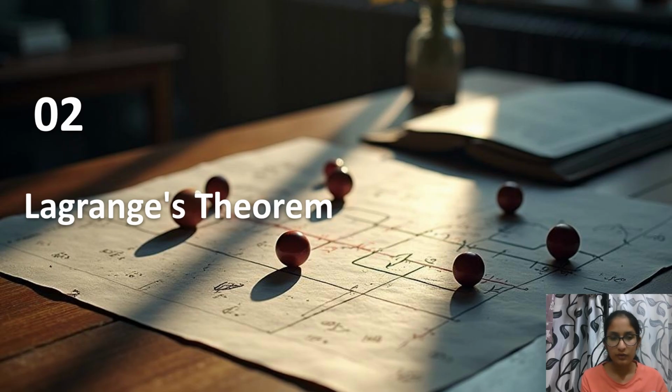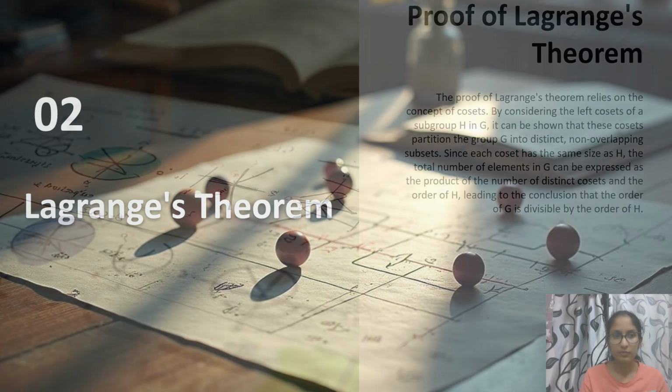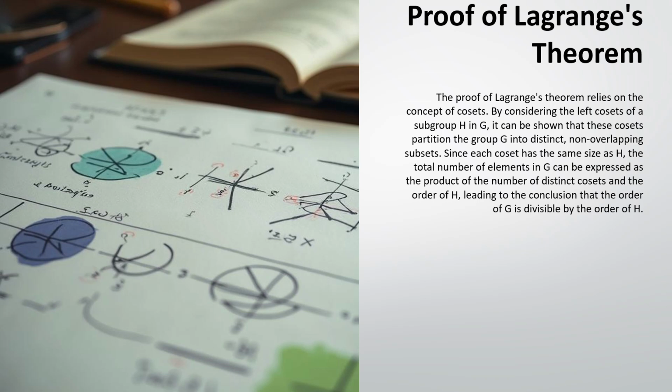Let us now move forward with Lagrange's theorem. The proof of Lagrange's theorem is as follows. If we consider G as a finite group and H as a subgroup of G, then the order of H divides the order of G, represented as mod G is equal to mod H into mod G divided by mod H, where the number of distinct left cosets of H in G and the right cosets will be determined. So basically, this would be the representation of it.